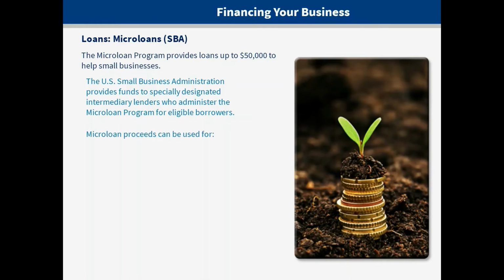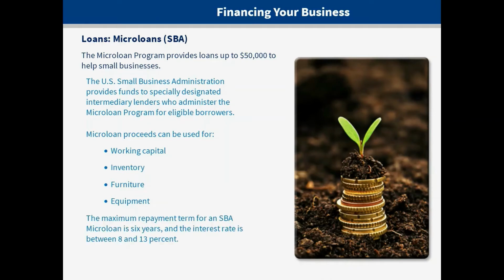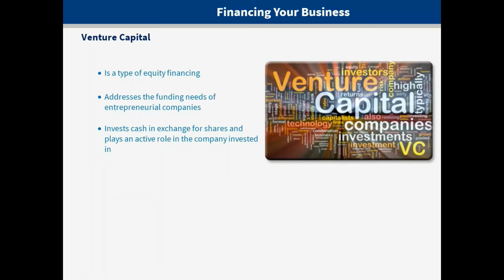Microloan proceeds can be used for working capital, inventory, furniture, or equipment, but not for paying existing debts or purchasing real estate. The maximum repayment term for an SBA microloan is 6 years, and the interest rate is between 8 and 13%. Apart from loans and grants, there are other financing options for your business. Let's look at each of them.